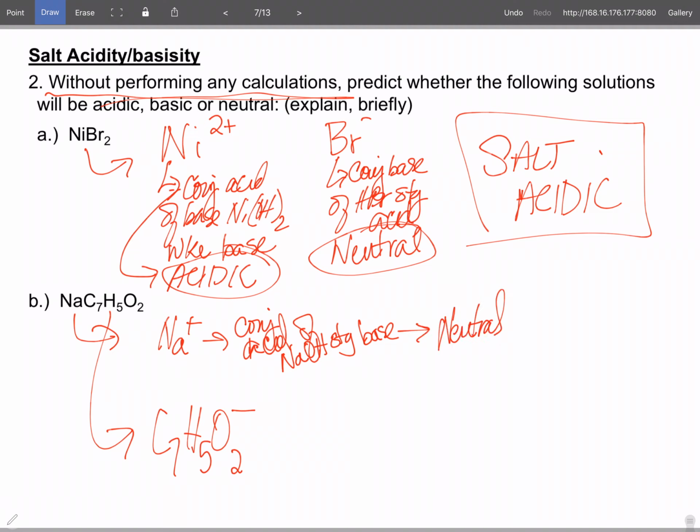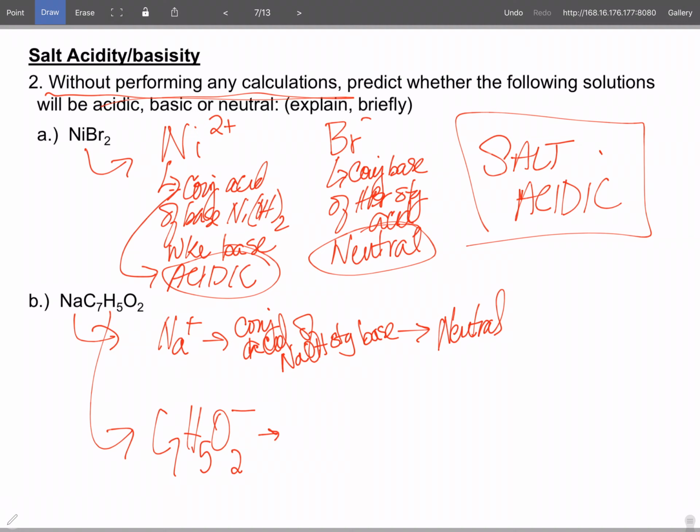Now, I'm going to tell you right now, if I was doing this face to face, you would have a problem like this on the exam, that you would write all this stuff out. But because we're doing it online, it looks like one of those multi-selects. Like, is it acidic or basic or neutral, and why? Just warning you.